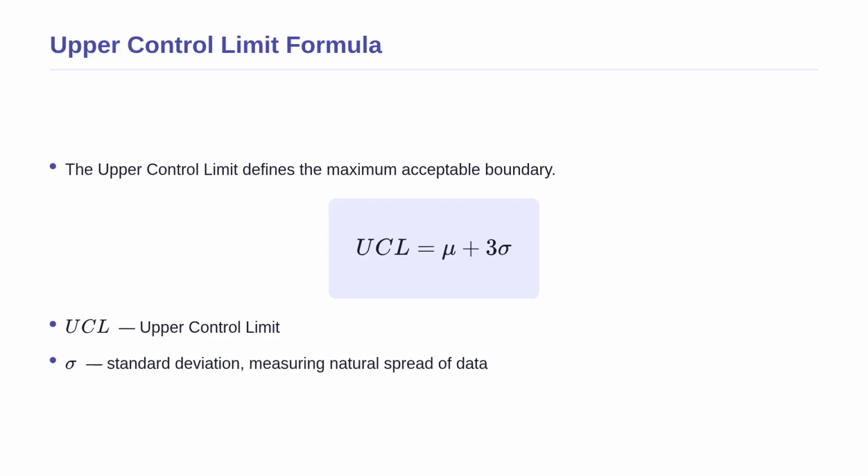Now that we have a center target, we need to calculate the maximum acceptable boundary for our data. The formula is UCL equals mu plus 3 times sigma. This formula finds the upper boundary by taking the average and adding 3 times the standard deviation. The symbol UCL stands for the upper control limit. The symbol sigma represents the standard deviation of the process, which measures the natural spread of the data. If the standard deviation increases, this upper limit moves higher, widening our acceptable zone. Any data point falling above this line indicates a severe problem has occurred.